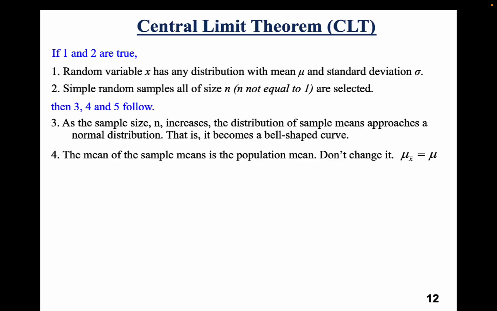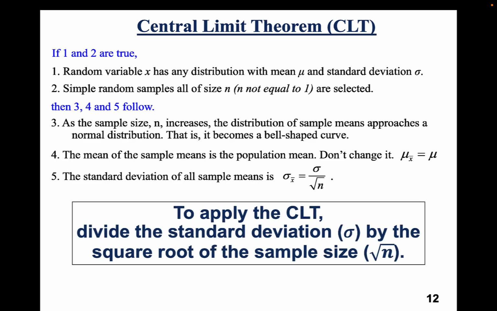That was section 6.3. The sample mean targets the population mean, so don't change it. Leave the sample mean, but do change the standard deviation. That needs to change to sigma divided by the square root of the group size. So to apply the central limit theorem, divide the standard deviation sigma by the square root of the sample size, radical n.